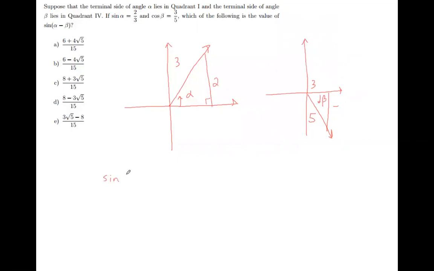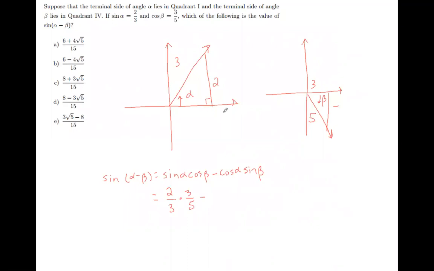Okay, so recall that the sine of alpha minus beta is, and again, this would be on your formula sheet, but just to have it here, it's going to be sine alpha times cosine beta minus cosine alpha times sine beta. Okay, we're told that sine alpha is 2/3, cosine beta is 3/5. So what we need to find is cosine alpha and sine beta. And here we'll use the information we're given.